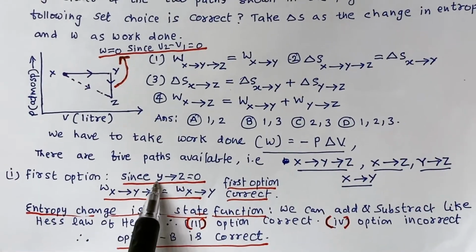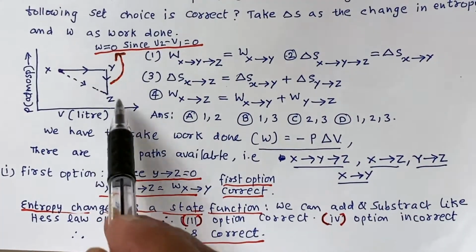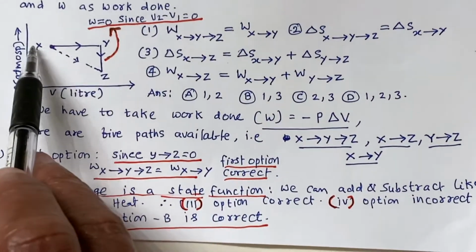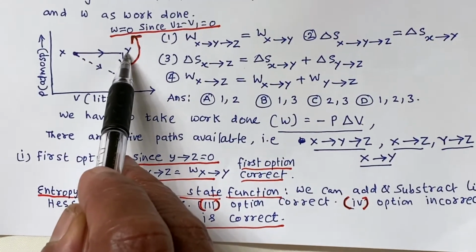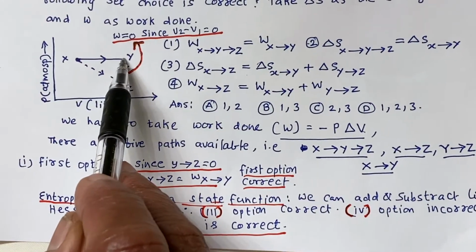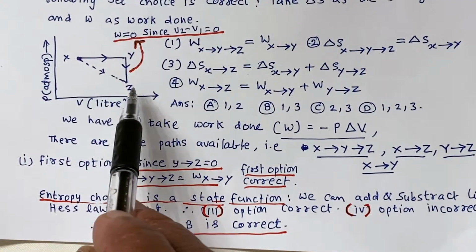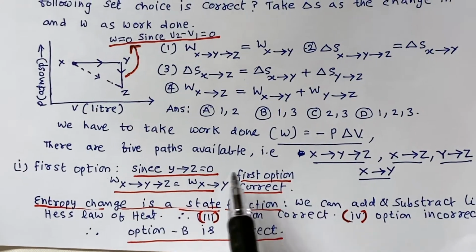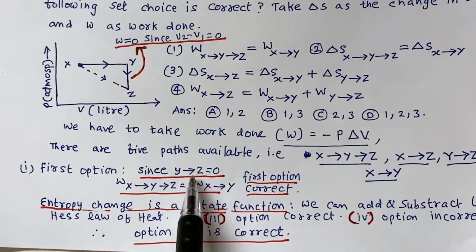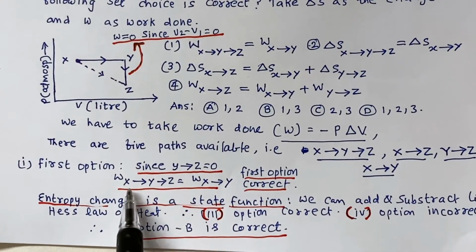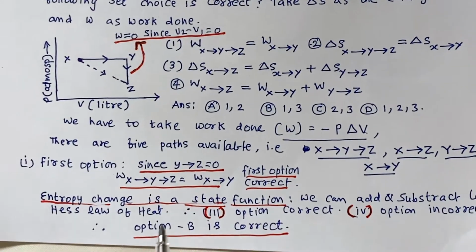Since W for Y to Z is equal to 0, the work for X to Y plus Y to Z will be equal to the work for X to Z. Because in this one, since W for Y to Z is equal to 0, this first option is correct.